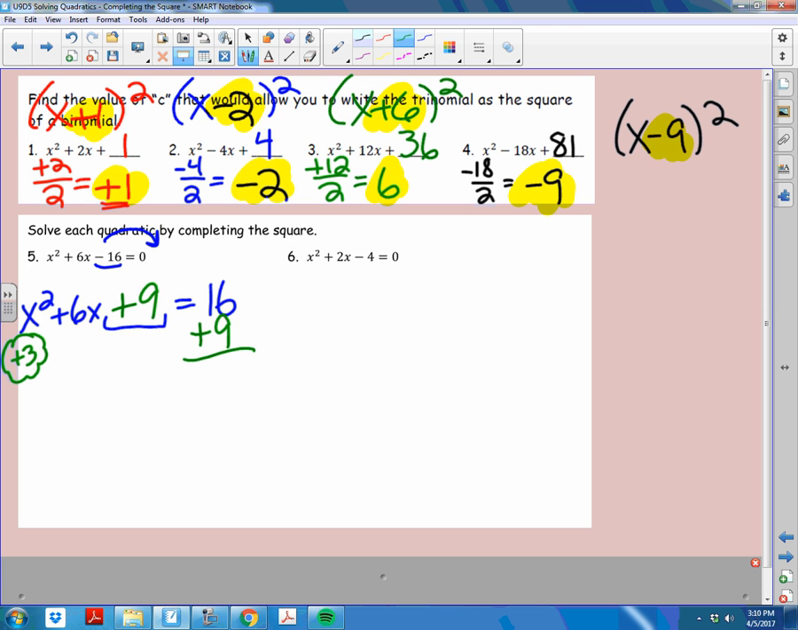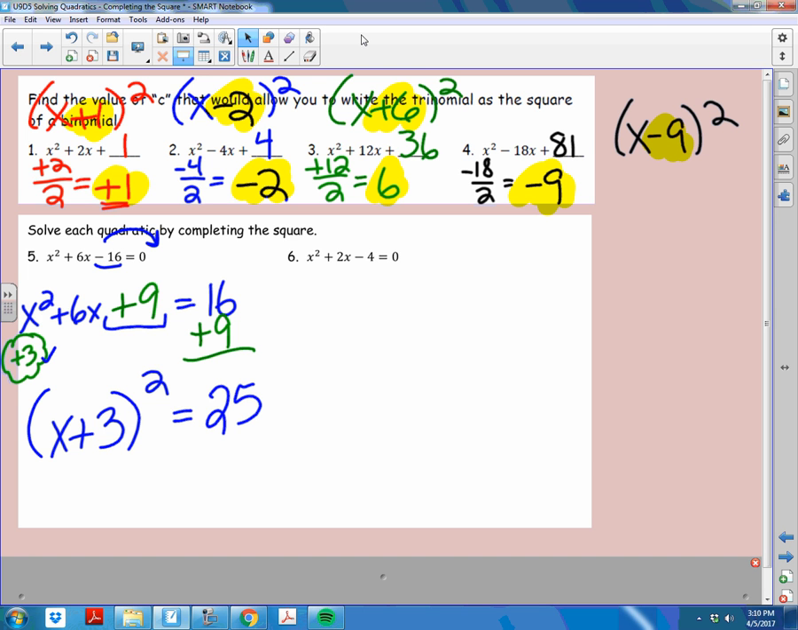With me so far? If you did it correctly, guys, on the left-hand side, you now created one of those guys. What is it? X plus 3 squared. That's why it's important sometimes to write down that half of b. It's always half of b that goes inside there. And what's on the right side? 25, because 16 plus 9 is 25.